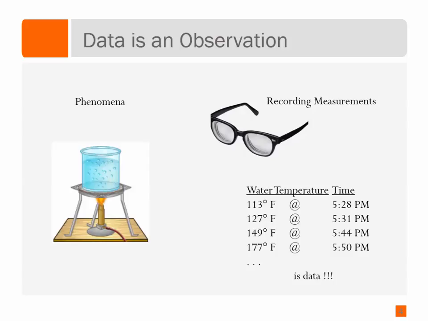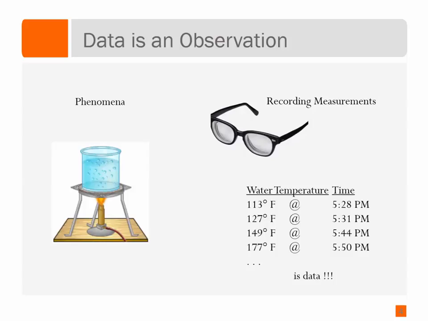So data is an observation. So what we see represented here, basically a phenomenon. So I've represented for you guys, we've got a nice Bunsen burner here, sitting on top of a stand. We have a beaker of liquid, perhaps water, and we're observing what's going on here. Now, our observations, our recording of measurements is the creation of data. Okay, so we're illustrating for you here the data as it's created.